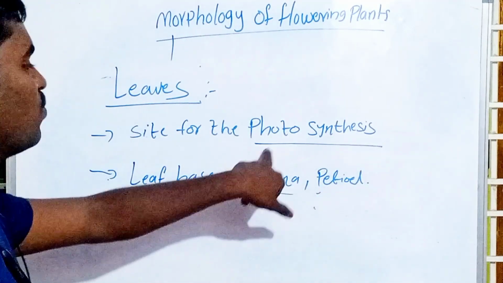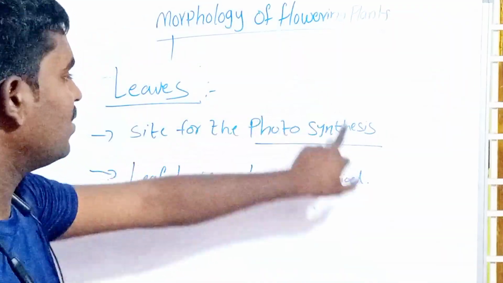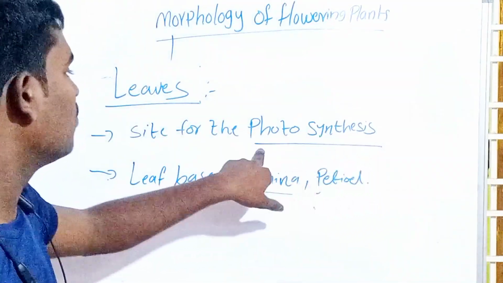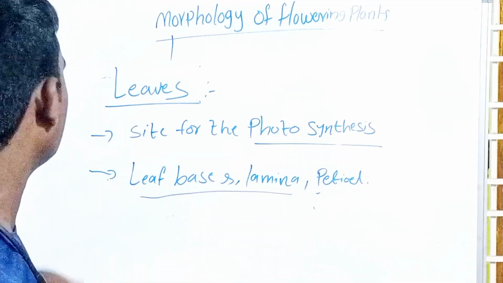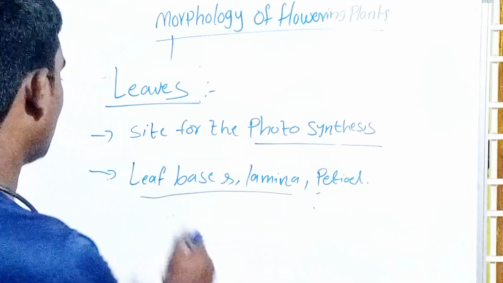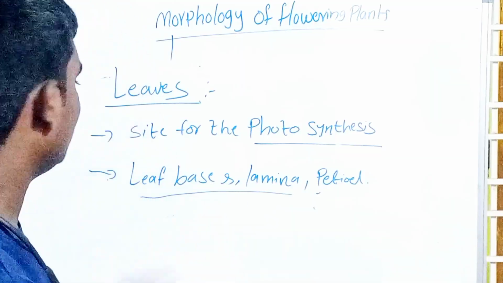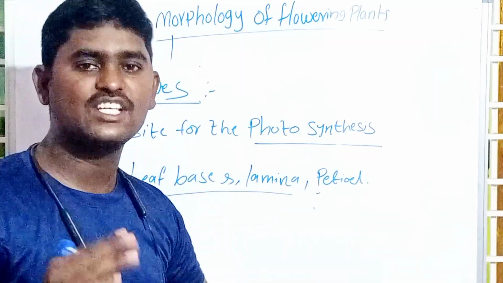What is photosynthesis? Photo means light and synthesis is food. Totally, food preparation is photosynthesis. The leaf is mainly structured as leaf base, lamina, and petiole. These are totally the leaf. Briefly explanation in the next video.